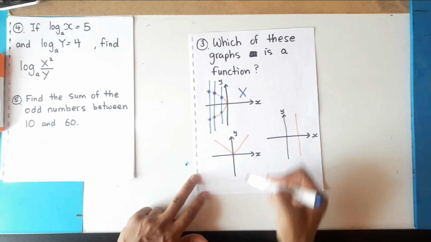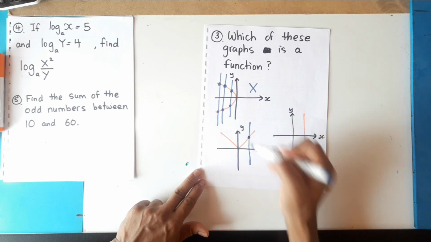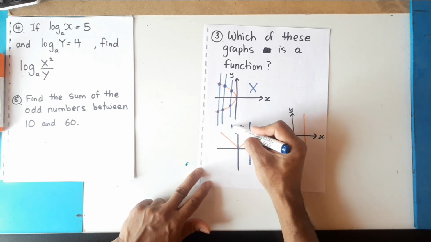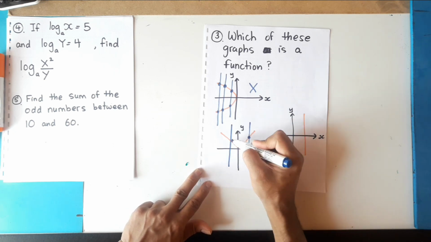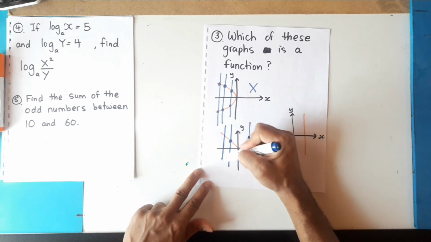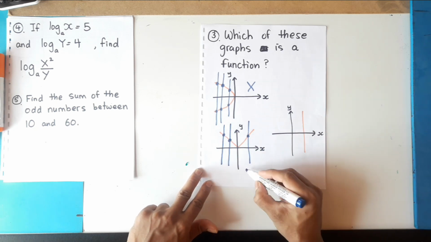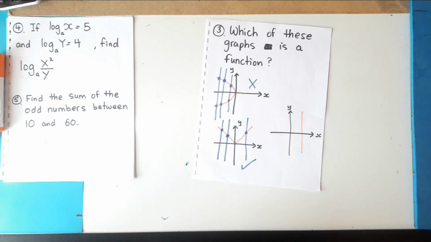Is this a function? Yes. If I draw a vertical line here, it only cuts here. If I draw a vertical line here, it only cuts the orange graph at 1 point. If I draw another vertical line here, it only cuts the graph at 1 point. So this is a function.